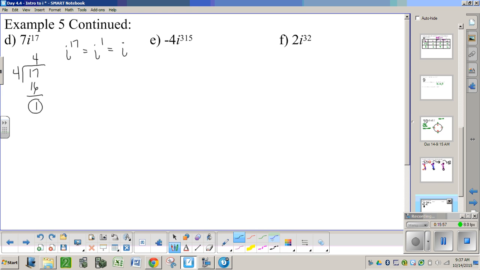So I'm now going to multiply that times 7. So my final answer is just going to be 7i. All right, so you simplify that i term and then just multiply by the coefficient. All right, go ahead and try E and F, and then join me when you're ready.